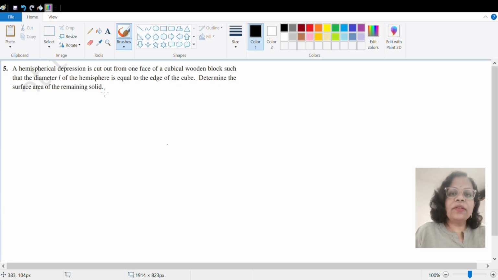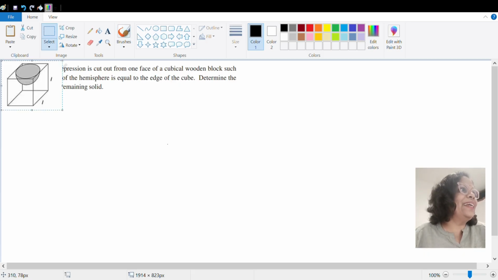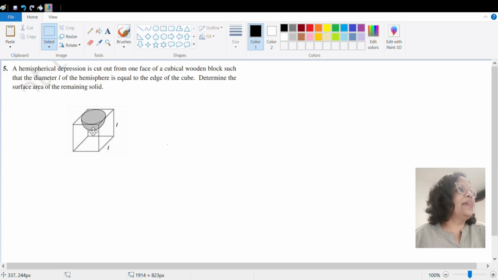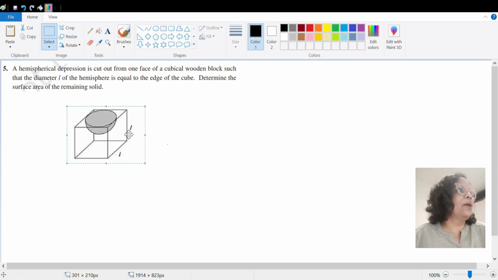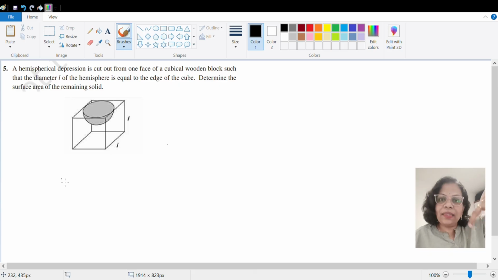Okay, so this question is similar to question number 4, where in question number 4 it was surmounted, and in question number 5 it is something like this. Okay, it is dug inside. How is it dug inside? Can you see this? Okay, so depression means it is taken out from inside, and what they want us to find is the surface area of the remaining solid. So from the cube, the hemisphere is taken out, and we need the surface area of what remains, right?